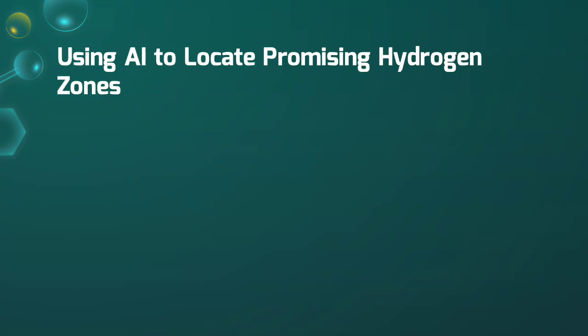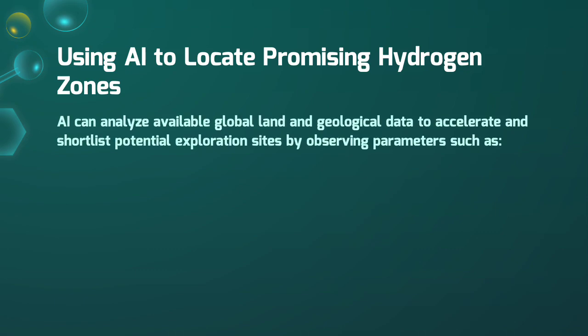To accelerate the process of finding geologic hydrogen, artificial intelligence or AI services can be used to review available data relating to land resources around the world, including data from satellites, to determine an initial set of areas that could then be reviewed further by experts to determine the best locations for exploration.